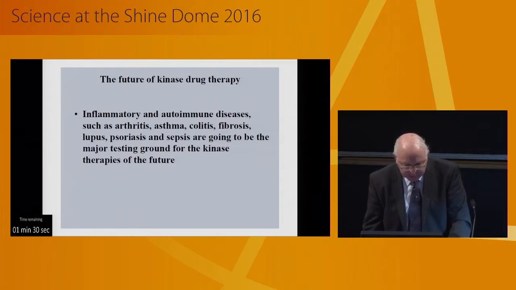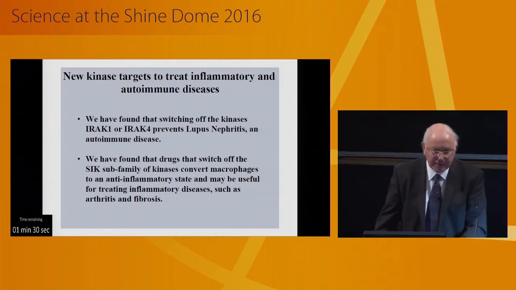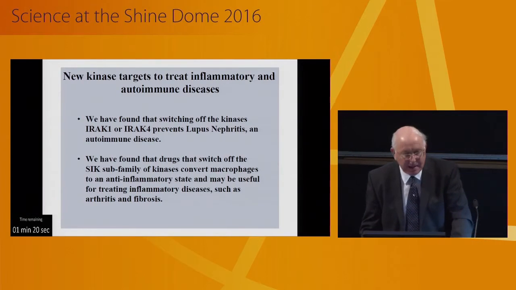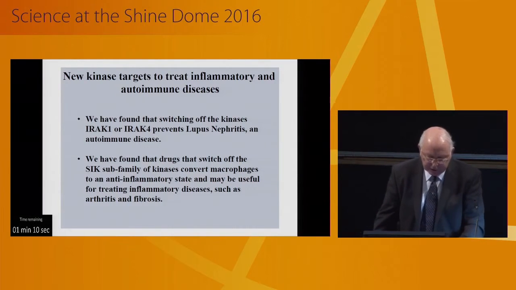And in the last couple of years, I think we've got some very promising data that, for example, has shown that if you switch off kinases in the IRAK family, this has a good chance of being able to prevent and perhaps treat lupus nephritis, a very serious autoimmune disease.